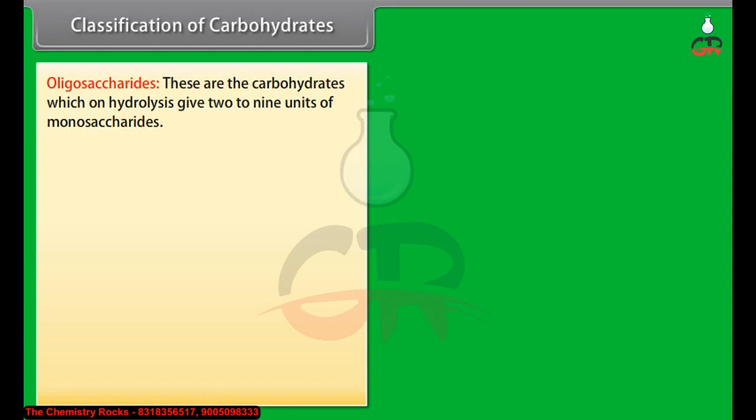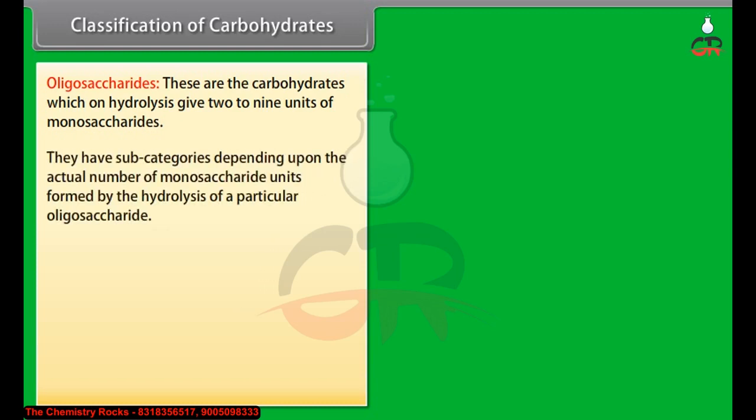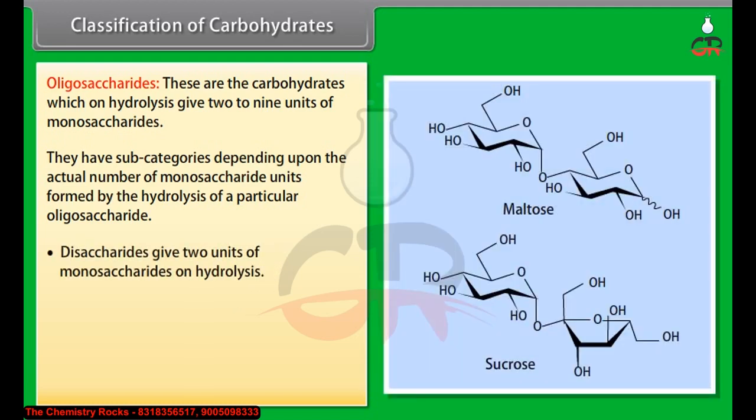Oligosaccharides. These are the carbohydrates which on hydrolysis give 2 to 9 units of monosaccharides. They have subcategories depending upon the actual number of monosaccharide units formed by the hydrolysis of a particular oligosaccharide. Disaccharides give 2 units of monosaccharides on hydrolysis, for example, maltose and sucrose.